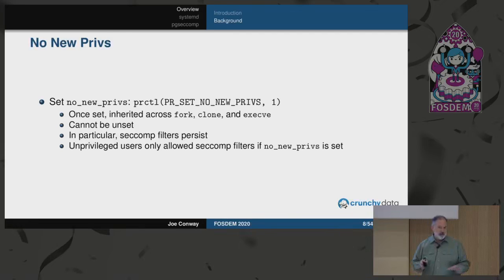This is a little bit of a side issue, but there's another kernel parameter called no new privs. What that does is basically say that if you set no new privs, then the process and any child process of that process can never increase privileges. And in order to use seccomp as an unprivileged user, this has to be set, because otherwise it wouldn't make sense. If you didn't have this set and you had some filters, you wouldn't want someone to be able to bypass those filters down the line.